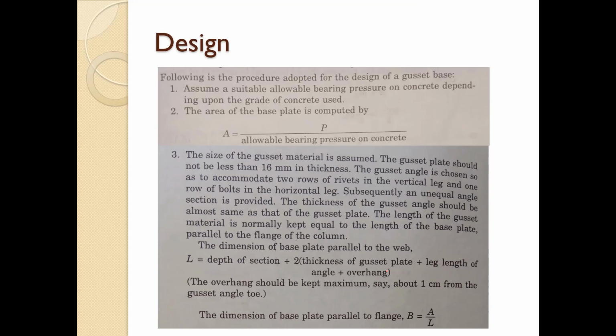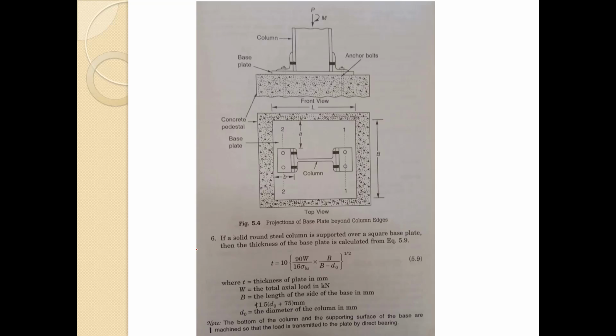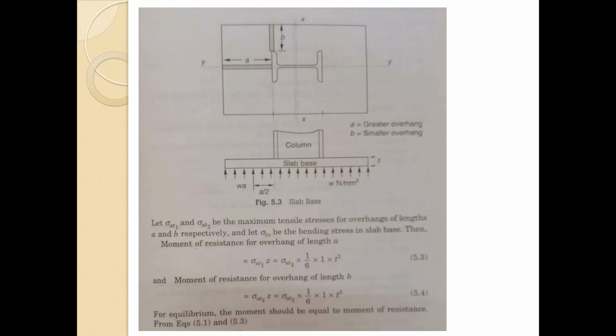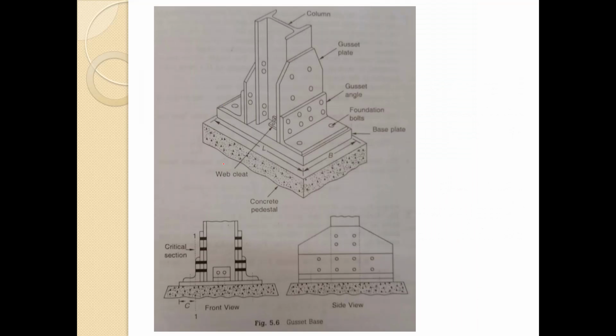So now the design of the gusset base. Again, one more thing I would like to add: in case of slab base, we have the critical section over this particular face of the column. In the gusseted base, what will happen? The critical section will be here.